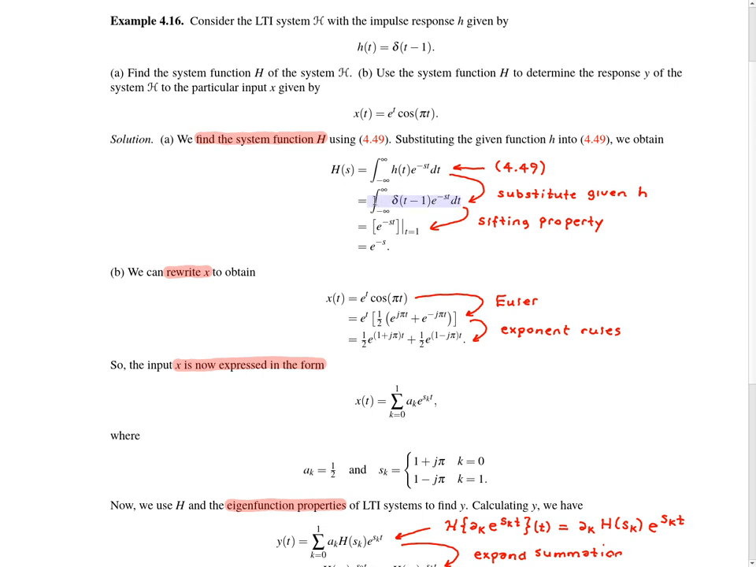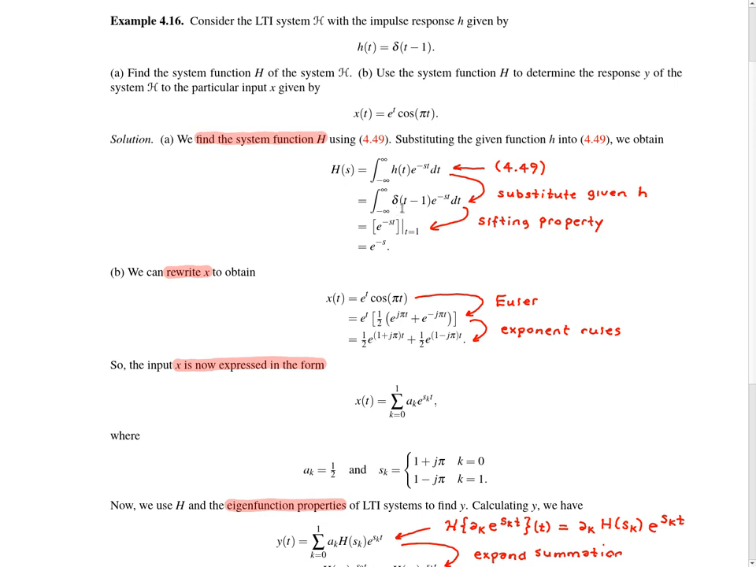And at this point we can use the shifting property, because we identify this integral as having the form of the shifting property. We have a shifted delta function appearing in the integrand times another function, this e to the minus st, and the limits of integration are minus and plus infinity. So this has the form of a shifting property integral.